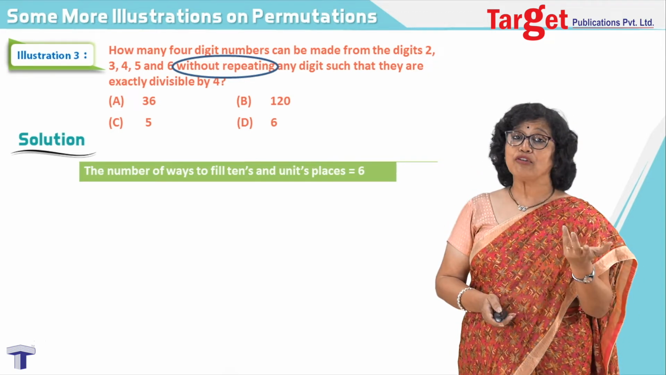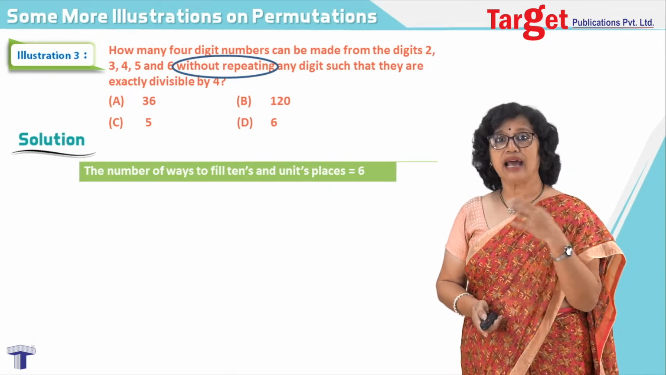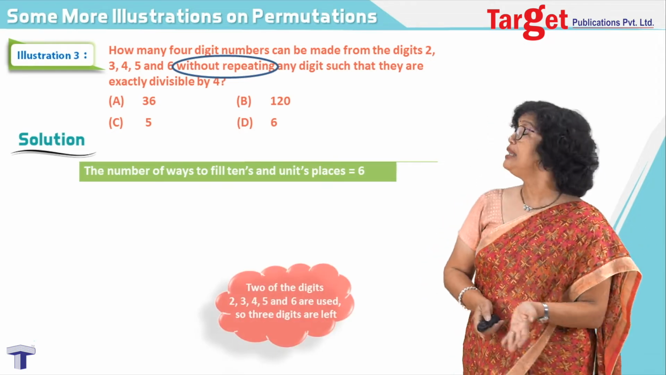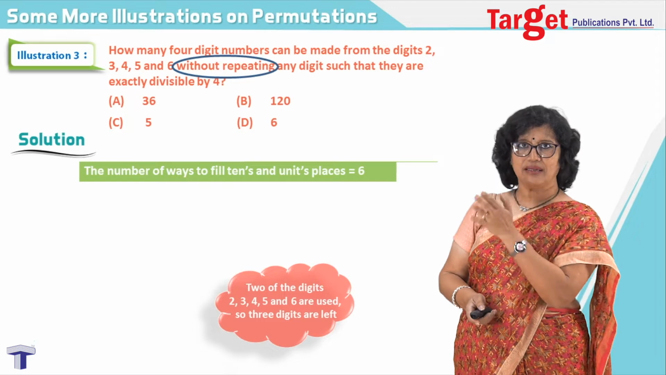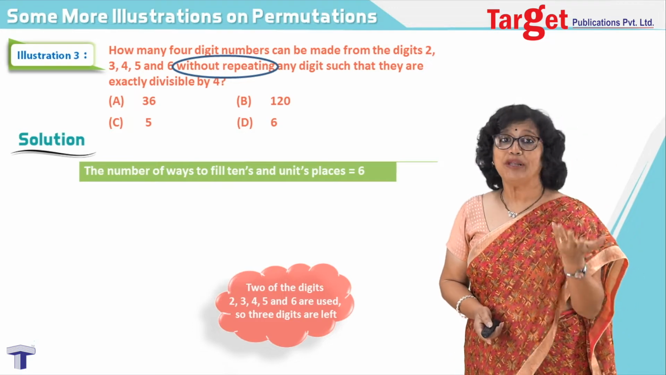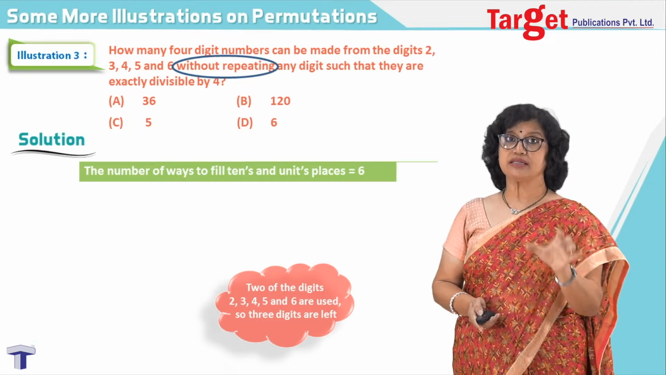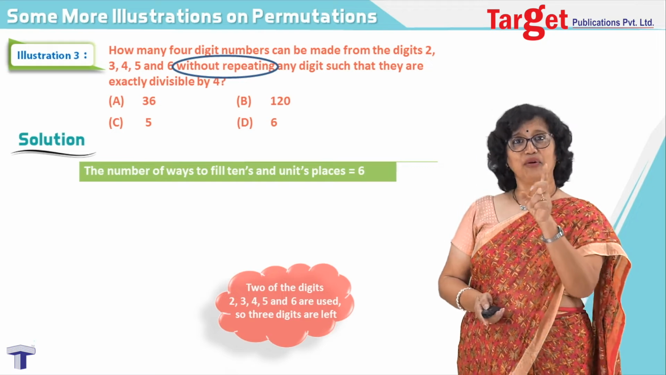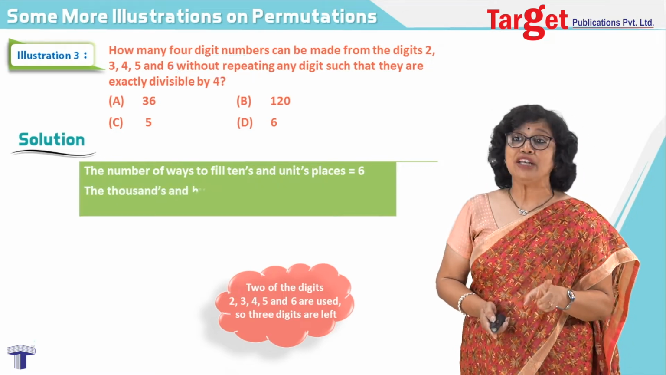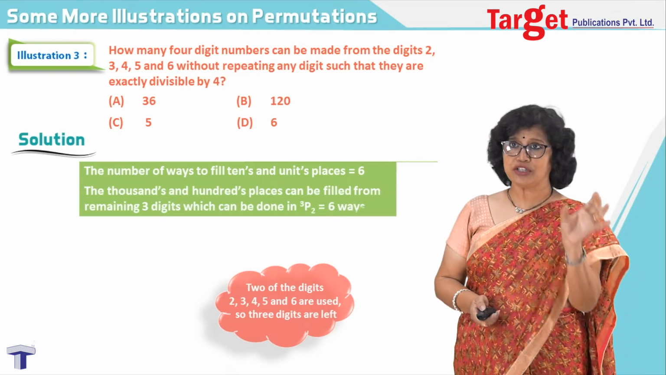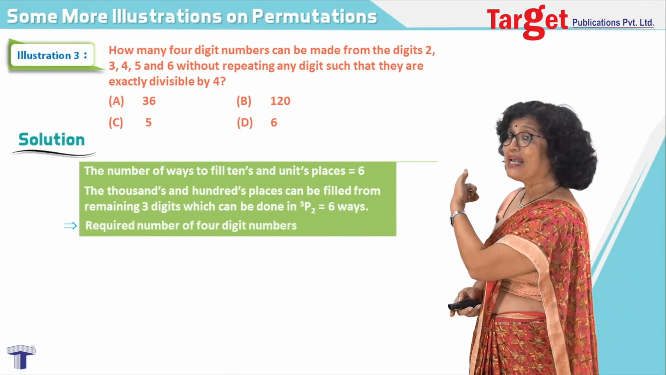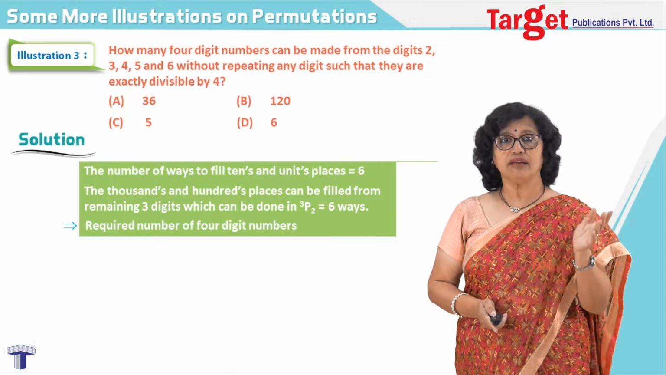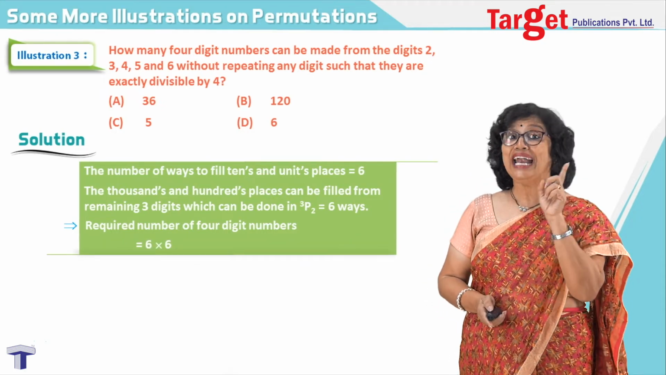Correct? Now we have to fill the places of 100 and thousands, right? Two of the digits of 2, 3, 4, 5, 6 have already gone in the last 2 places. So how many options are left for the first 2 places? 3 digits are remaining. So 3P2 should be the answer for the first 2 places. Now in all how many are there? The required answer is 6 into 6.